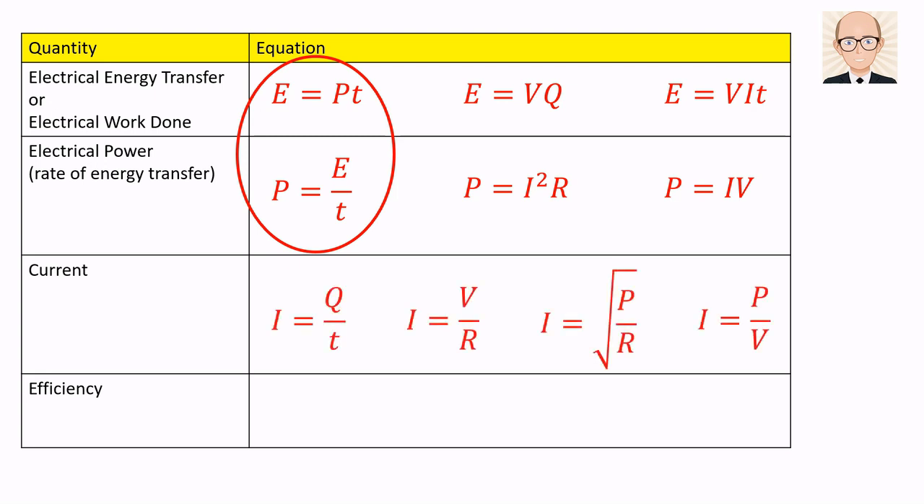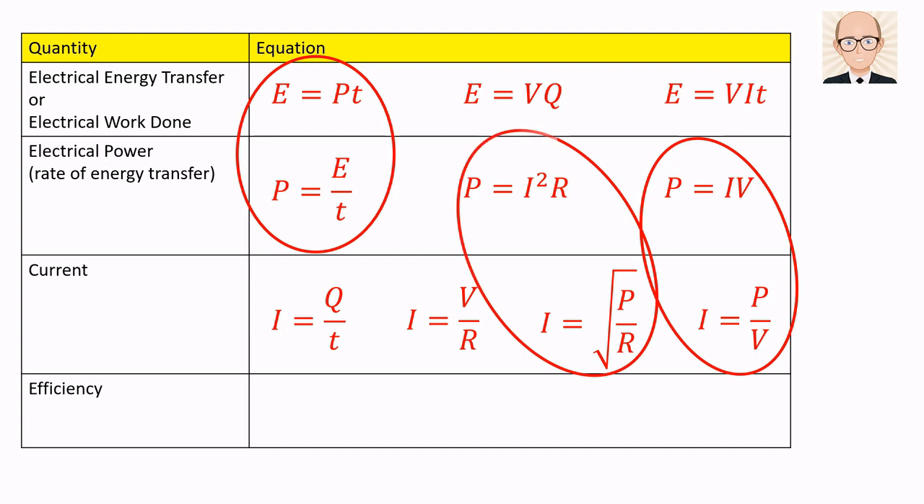Then we have four equations to calculate current, but again there are a couple of repeats as one equation is rearranged to make another. I keep saying how important it is to know how to do this. It not only saves you time in the exam, but it also saves you from having to remember so many equations. Finally, there's the efficiency equation.